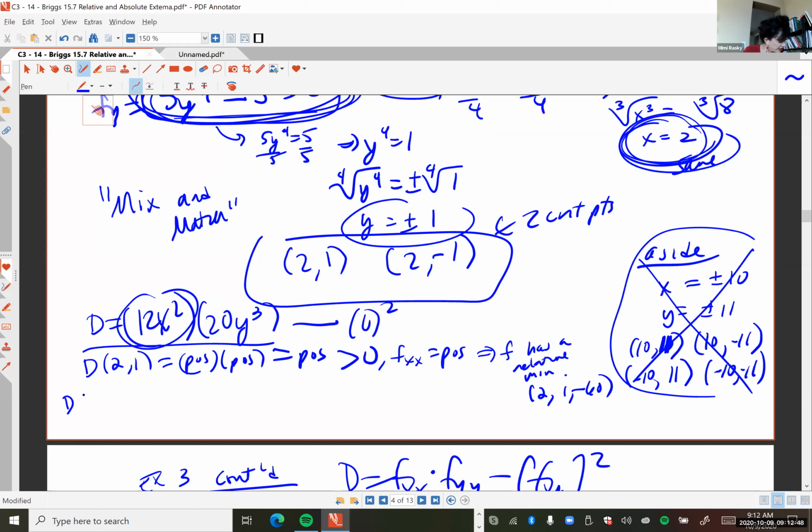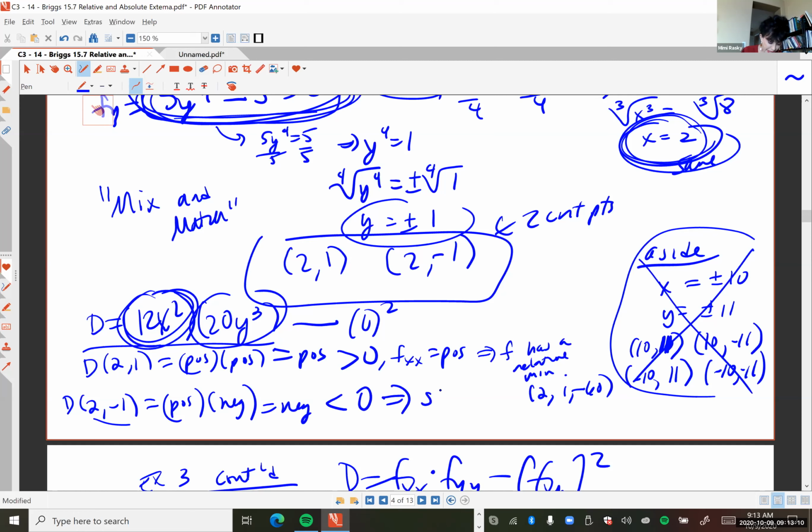Now if you do the D test for the other critical point, (2, -1), you're going to notice that when you plug the point into 12x squared, you'll get a positive. But if you plug this point into 20y cubed, you're going to get a negative. A positive times a negative is a negative. So in other words, it's going to be less than 0. And that means we have a saddle point at this other point.